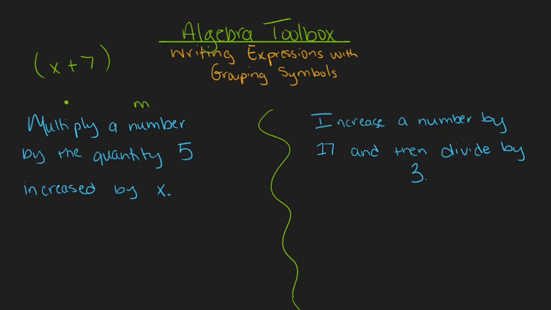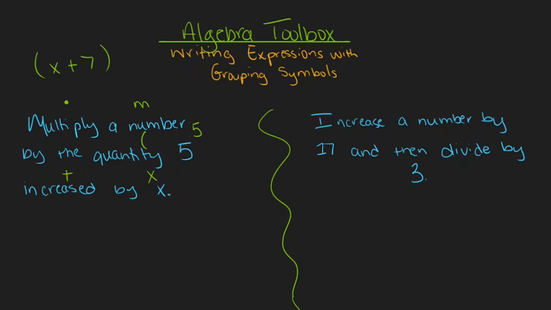Quantity tells me to put parentheses around whatever comes next. So I know I'm starting parentheses here. Then I hear 5. Luckily, not too difficult to translate. That's just going to stay a 5. Increased by, well, increasing is another way of asking for addition. So this is really asking for plus. And then increased by x. X is another variable whose value we don't know, so we'll have to just keep it as x.